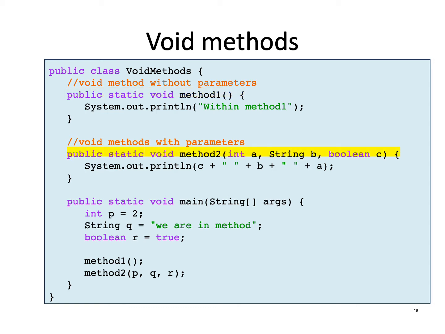The second method definition is public static void method2(int a, String b, boolean c), where public static are the modifiers, the return type is void, and the name of the method is method2. In this example, method2 has 3 parameters, which are int a, String b, and boolean c. You can have various types or one type as your parameter. It depends on what you want your program to do.